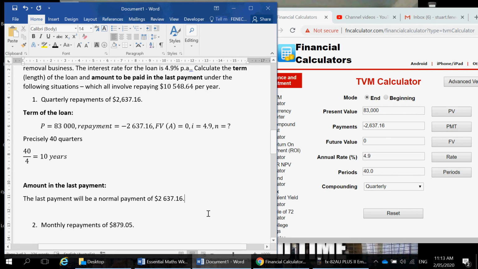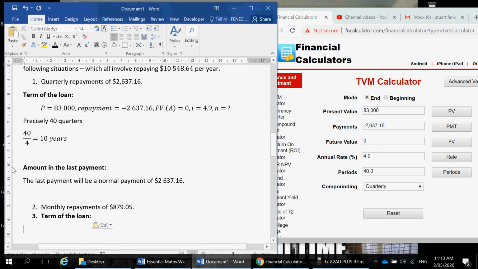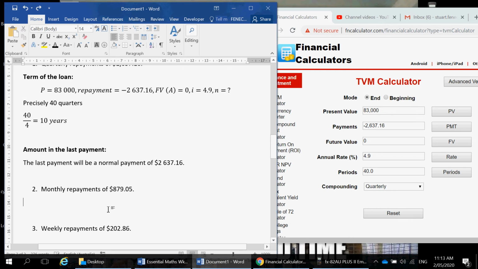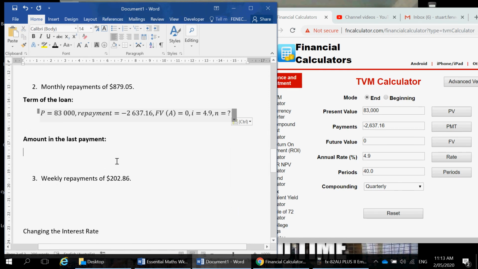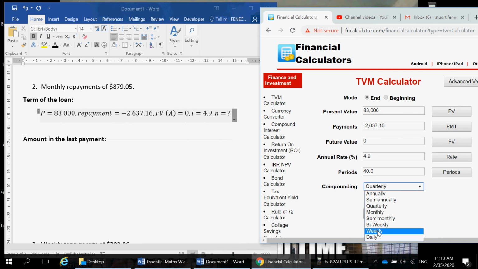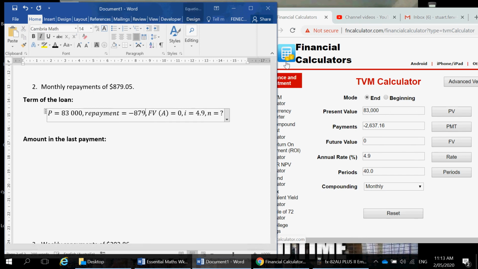So anyway, going on, we're going to do the same with monthly repayments. So that we wanted to know term of the loan, how long it's going to take. And we also then want to know the amount that's in the last payment. So term of the loan. This time we're working in months, so I'm just going to clear the screen a bit so it's less confusing. We're now working in monthly repayments, so I better change the compounding to monthly. We're still starting with the same loan amount. The repayments are going to be different though. It tells us it's $879.05, so we're going to have to change that.